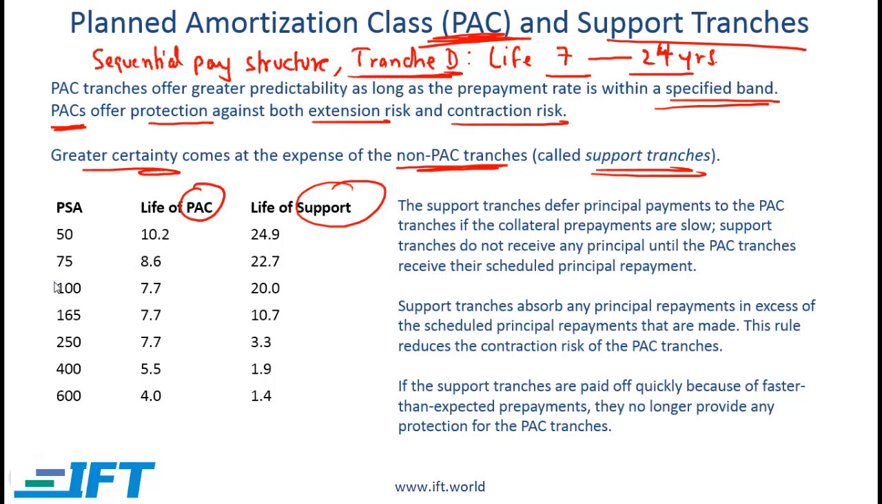Now, what we see here is that as long as the prepayment rate is between 100 PSA and 250 PSA, the life of the PAC tranche is 7.7 years. This is the expected life. But notice the variability in the life of the support tranche. Here the variability is quite high. So what the support tranche is doing is offering protection for the PAC tranche, protection both in terms of contraction risk and extension risk.